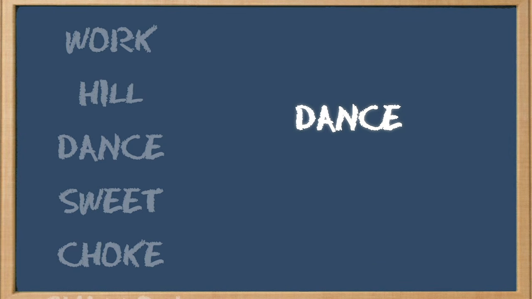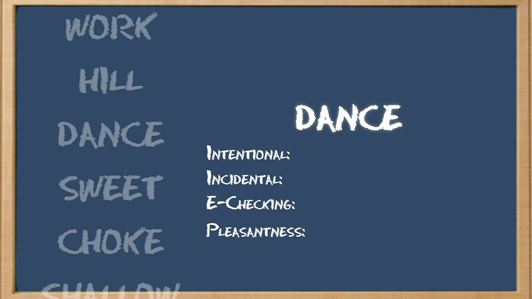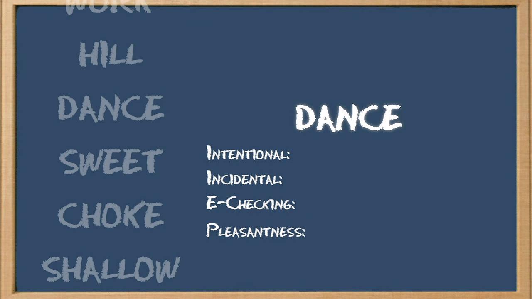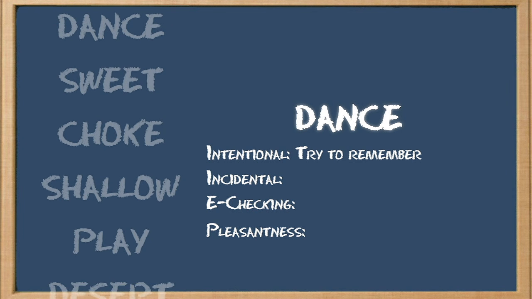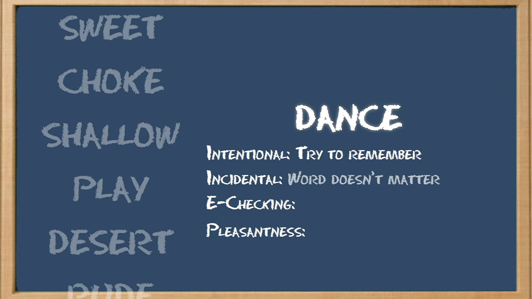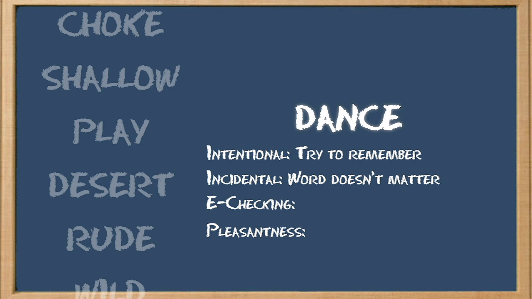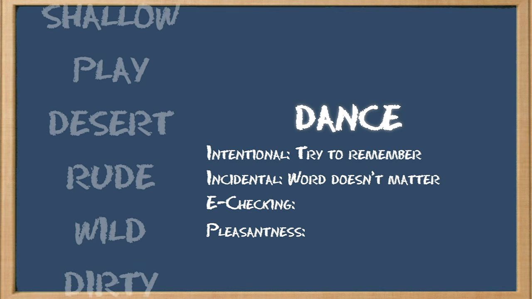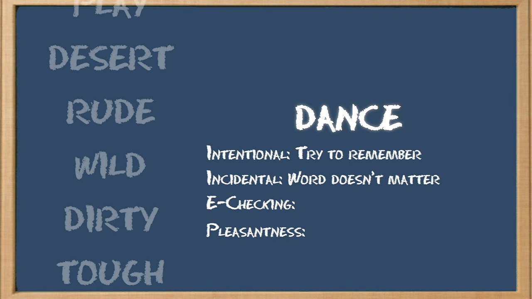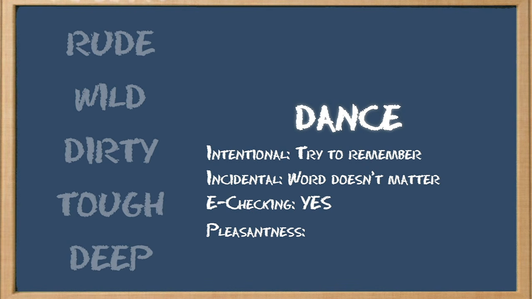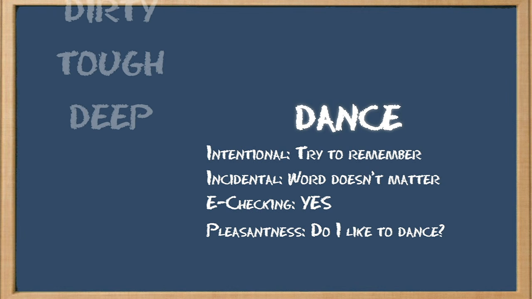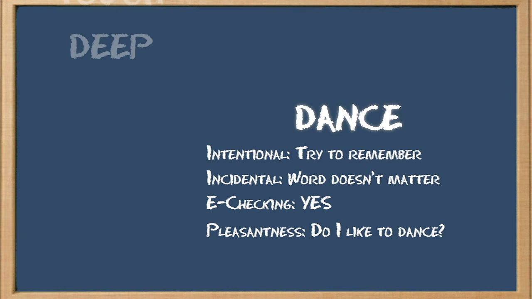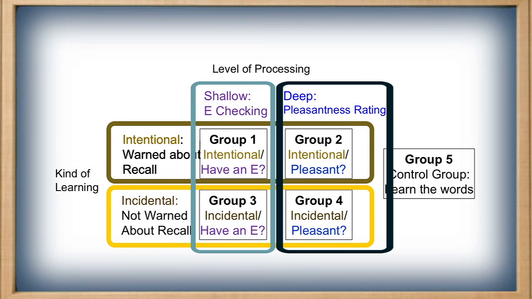So, say the word on the list is dance. If you're in the intentional condition, you knew that you'll be asked later to recall it. If you're in the incidental condition, you haven't a clue about the recall test. In the other variable, if you're in the E-checking group, you think about the spelling and mark down yes. If you're in the pleasantness group, you think about dance, you check yes if you like dance and no if you don't. The 2 variables combined to give you 4 different groups.